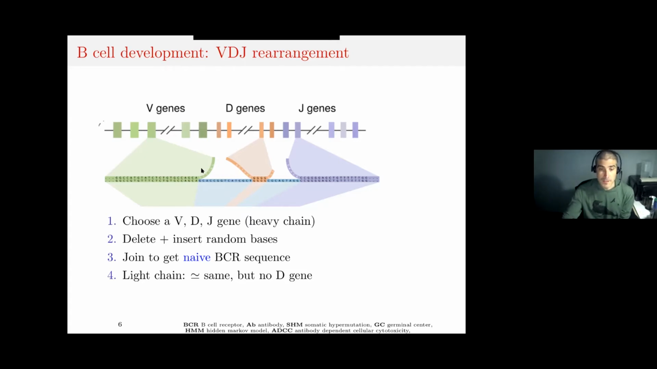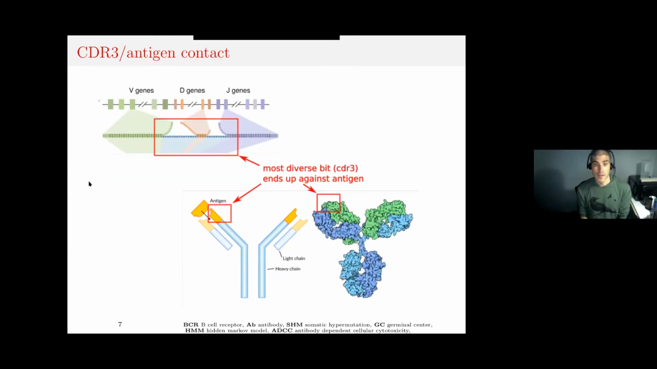So the end result of this is a naive BCR sequence, which means this is a B cell that has not yet encountered its cognate antigen. And this picture is for the heavy chain. The light chain is basically the same, but there's no D gene, so this diverse region is much smaller. And tying together the last 2 slides, this is that diverse region, and that's called the CDR3. And as you might guess, the CDR3 is the diverse part, and it ends up being the bit that's going up against the antigen, so it's determining complementarity.